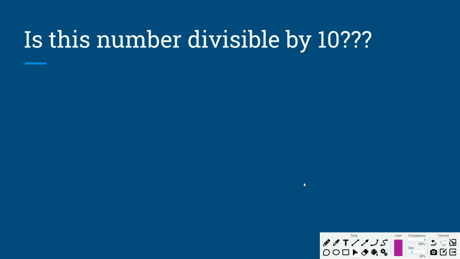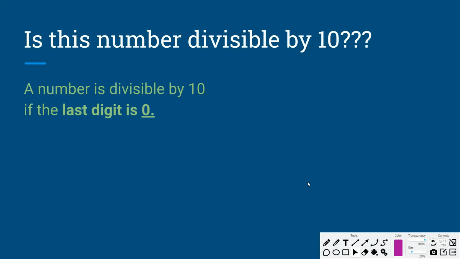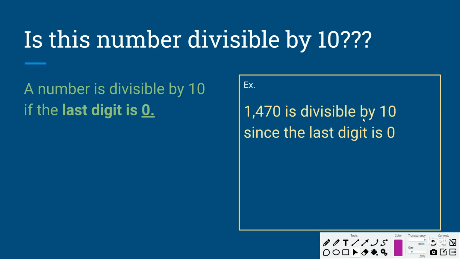And the last one is probably the easiest one. Is a number divisible by 10? The way that we know that is a number is divisible by 10 if the last digit is a 0. So as long as the ones place is a 0, we know that the entire number can be divided by 10. So here we have 1,470. It is divisible by 10 since the last digit is a 0 right here.